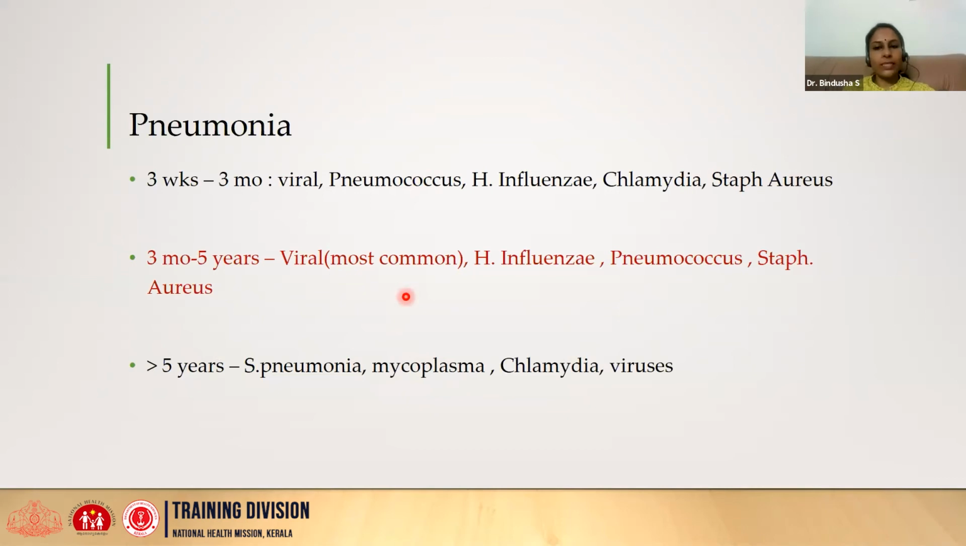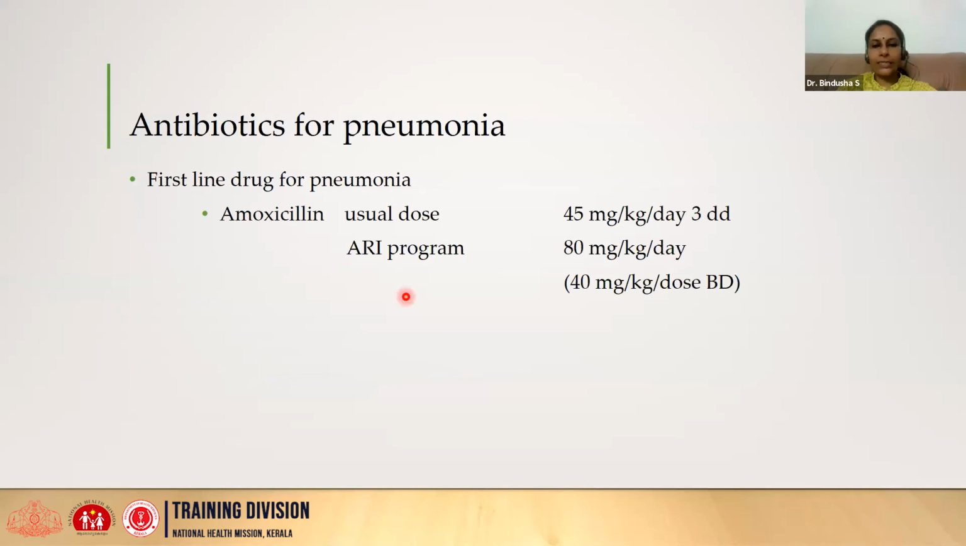So whenever we select an antibiotic for pneumonia, we need to give an antibiotic which is effective against pneumococcus. As we said earlier, pneumococcus is the most common cause for pneumonia in all age groups. So if the patient is not having any features of severe pneumonia, as evidenced by any danger signs, we usually start on oral antibiotics. Amoxicillin is the drug that we usually use. And the usual dose of amoxicillin for infections is 45 milligram per kg per day in 3 divided doses. 40 to 45 is sufficient.